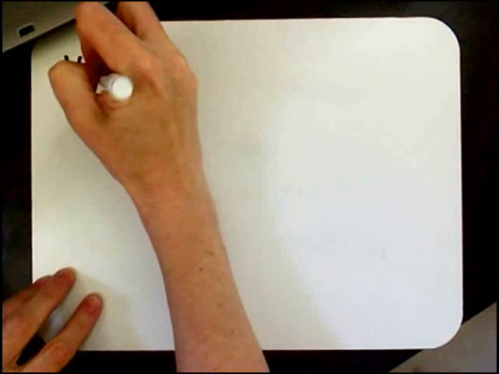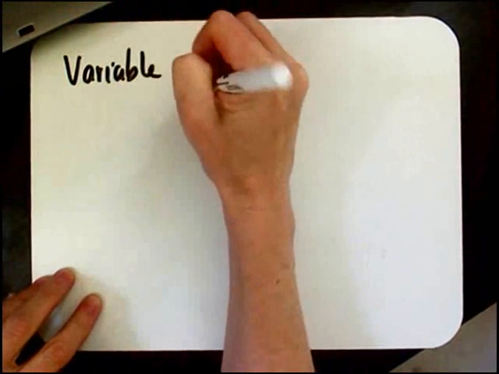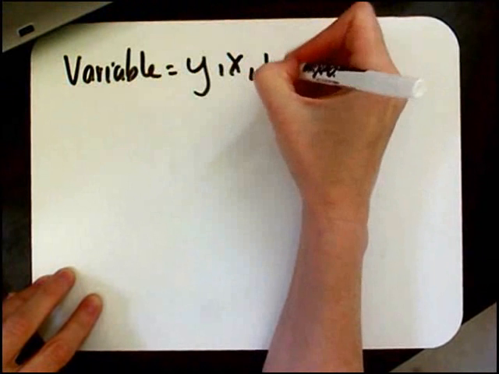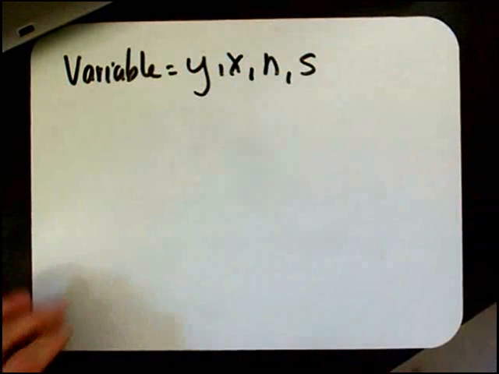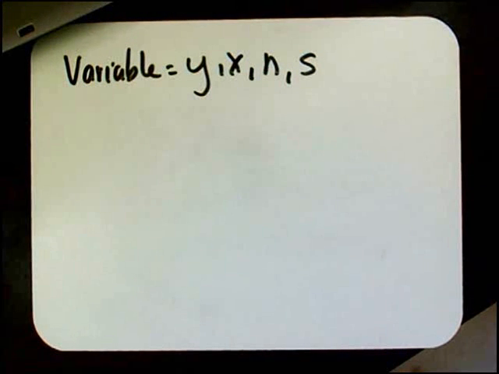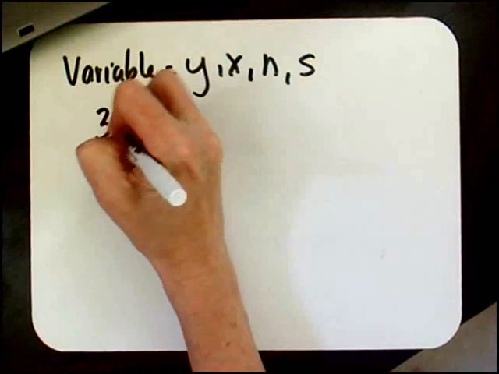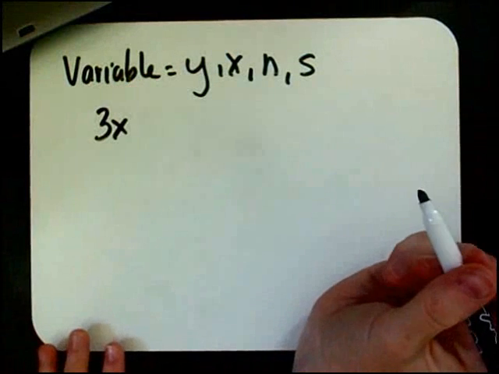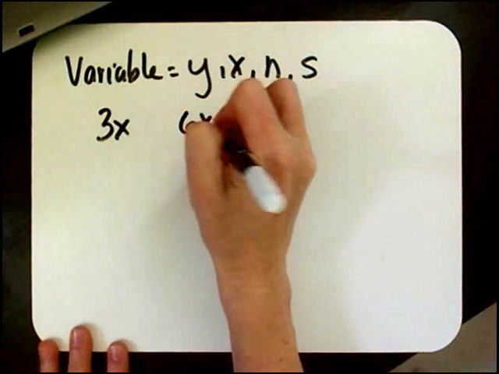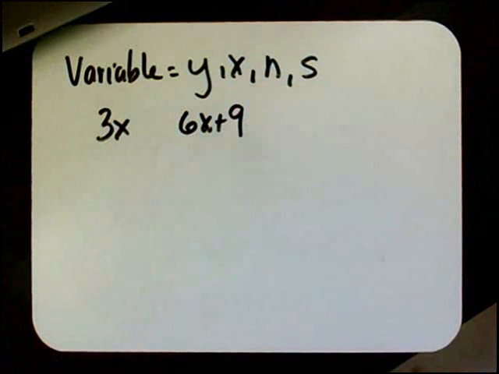Okay, so again, let's look at our textbook on page 7. So let's talk about a variable. Variables are symbols, usually letters, to represent unknown expressions. So a variable can be a y, or an x, or an n, or an s. It doesn't matter. You can use whatever you want. And we have something called an algebraic expression. So it's an expression that has at least one variable. 3x, that's an algebraic expression. 6x plus 9, another algebraic expression.